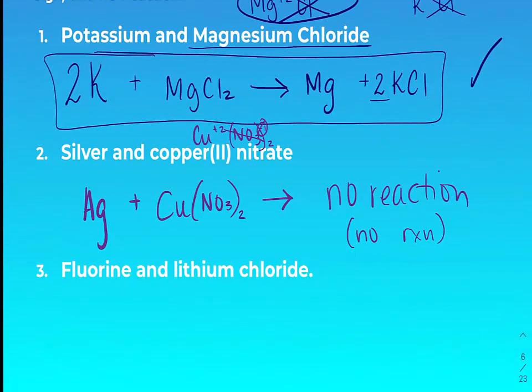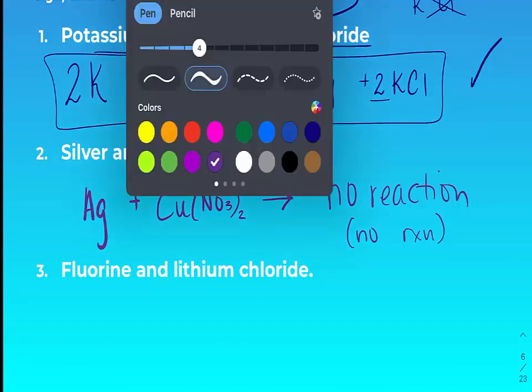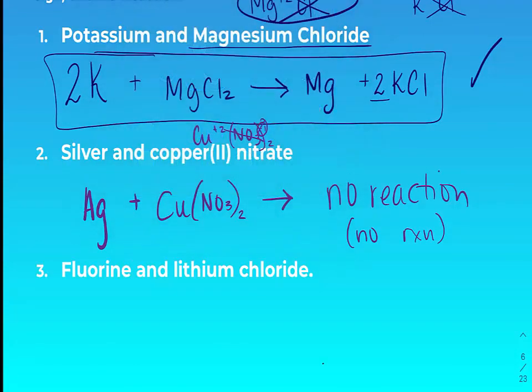Finally, we have fluorine and lithium chloride. Okay, fluorine is F, and you'll recall that it's one of our diatomic elements. So I'm going to put a 2 down there. And lithium chloride is LiCl. And now we're going to ask ourselves, is this going to happen? Now this one is a little bit different. Fluorine, if you recall, is a non-metal, so it's going to try to kick out the other non-metal chlorine.